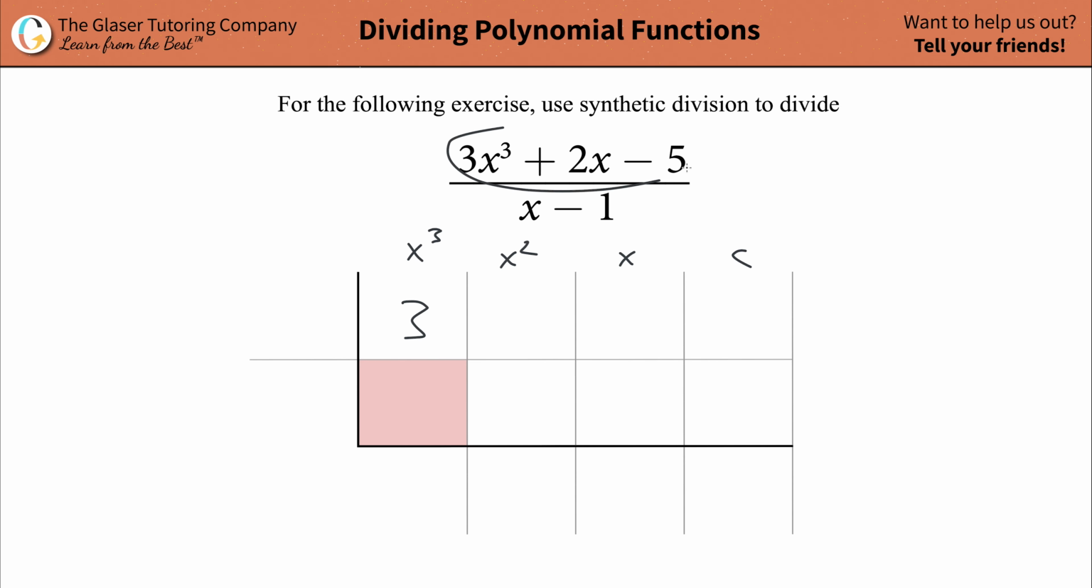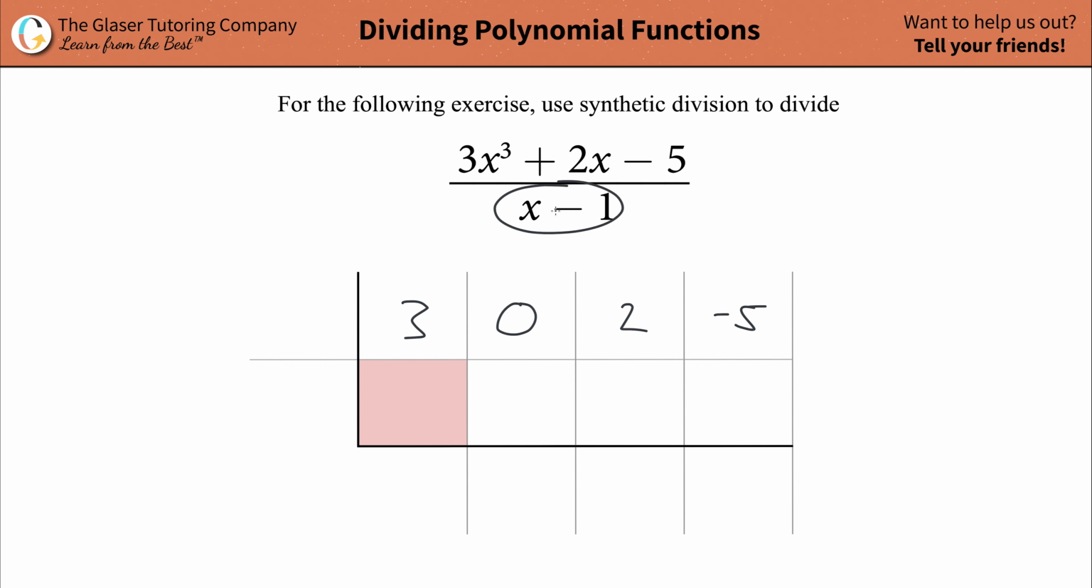The coefficient of x squared, we don't have it. So guess what you do? 0. That's it. The coefficient of the x term is going to be a positive 2. The constant term is going to be a negative 5. And that takes care of that. Now you're done with the dividend.